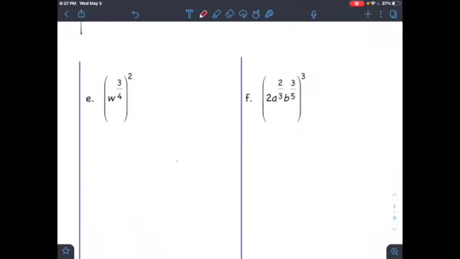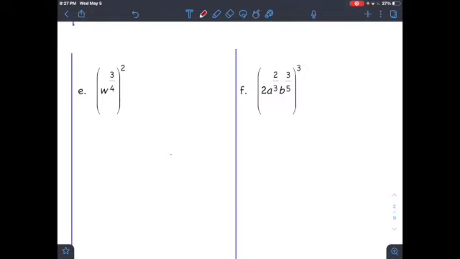For letter E, it is a power of a power. If you remember, the power is m to the second power, to the third power. Well, if you write it out, you actually see m to the second power 3 times. So use 2 times 3. So m is 2 times 3. That's m to the 6.